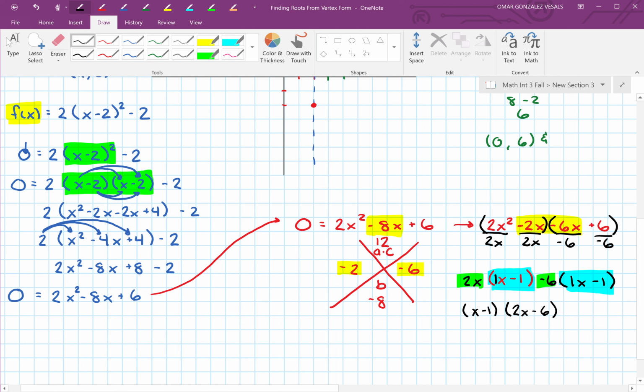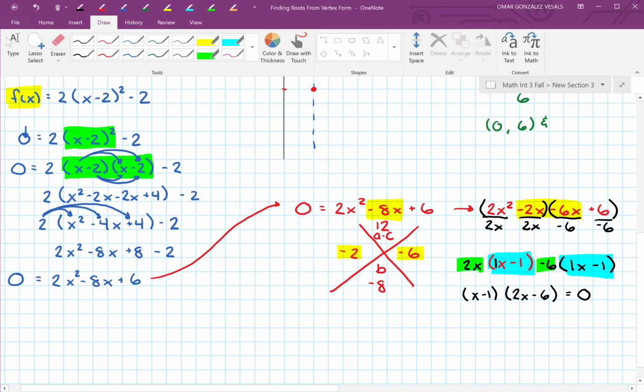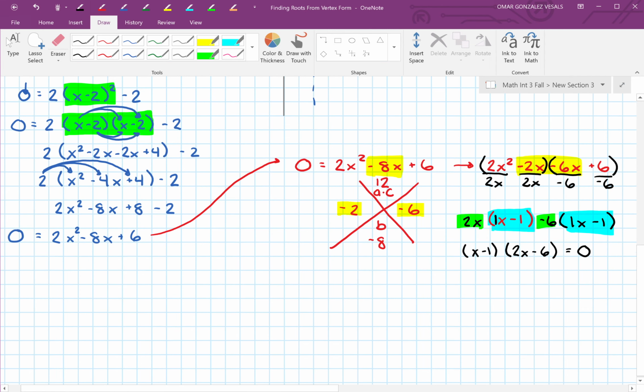But all of this was just rewriting stuff, right? All of this is still equal to what? Where did the x minus 1 come from again? It's the highlighted blue. Oh, yeah. Okay.